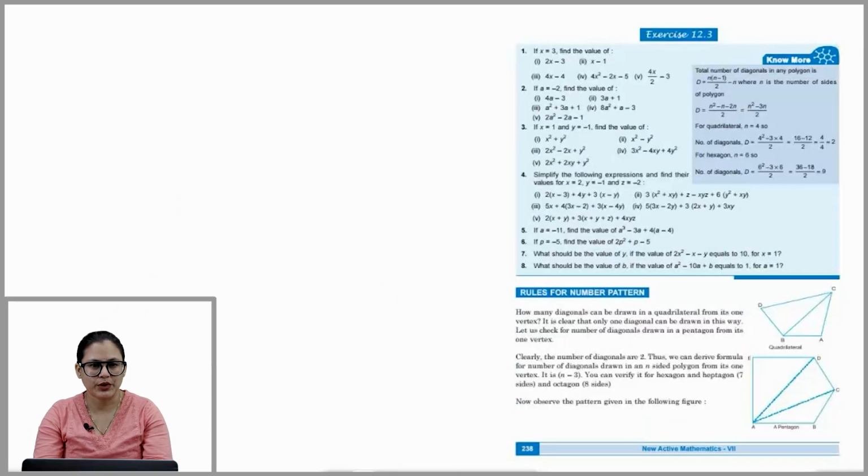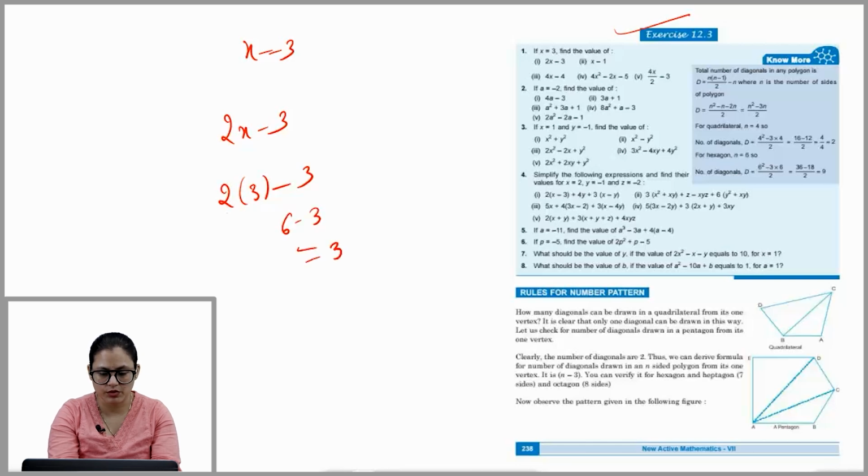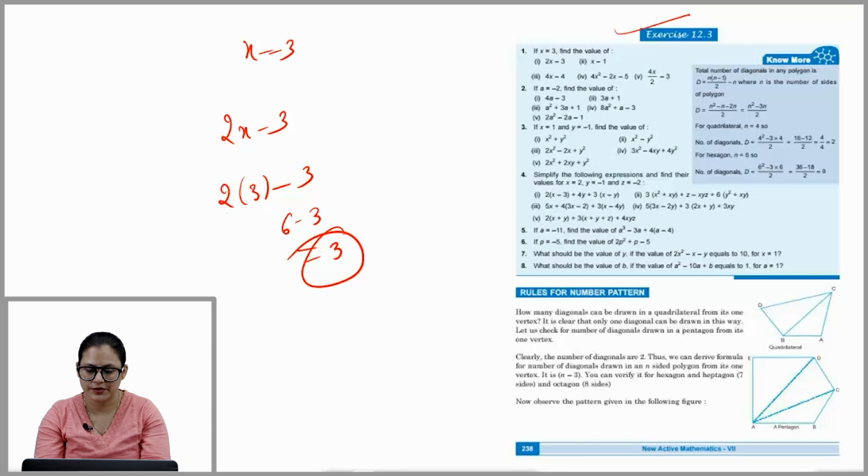Let's do exercise 12.3. If x is equal to 3, you have to find the value of 2x minus 3. Okay, let's put the value of x, that is 2 into 3 minus 3. 2 threes are 6, minus 3 is equal to 3. So 3 is the answer, right?